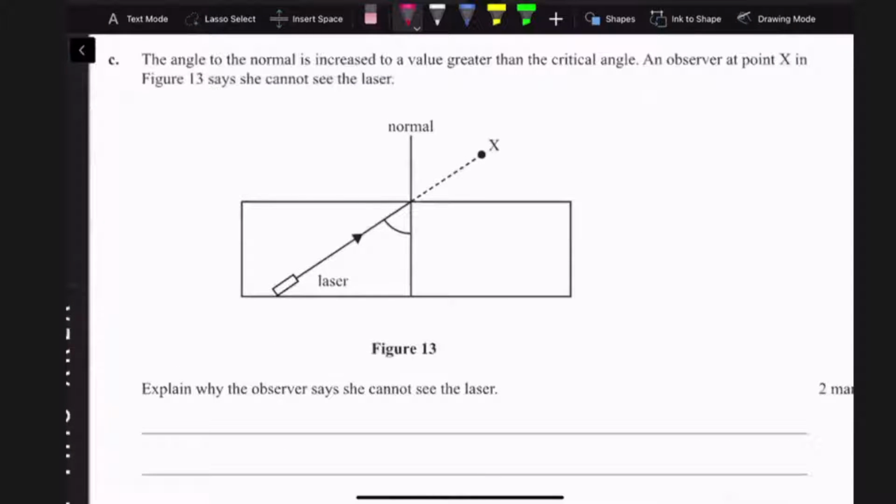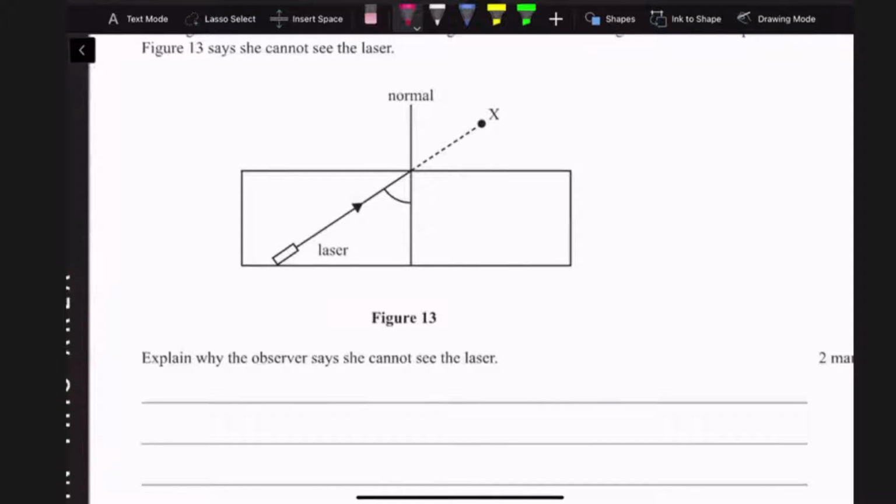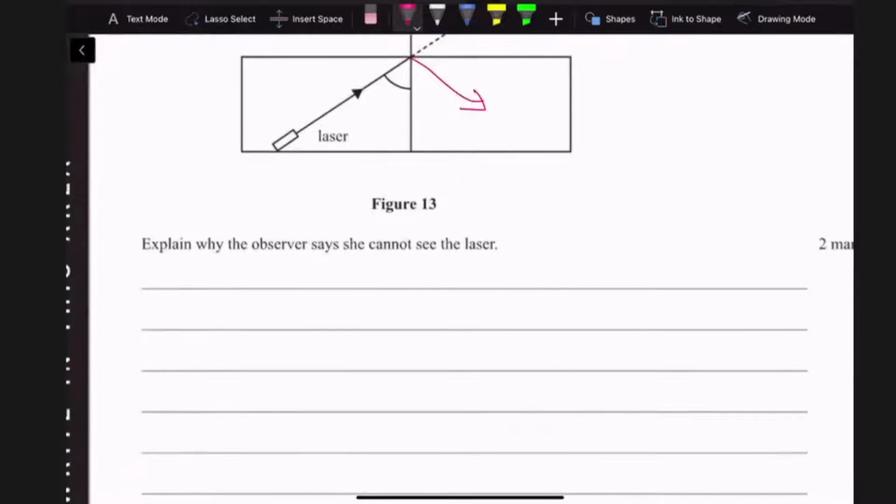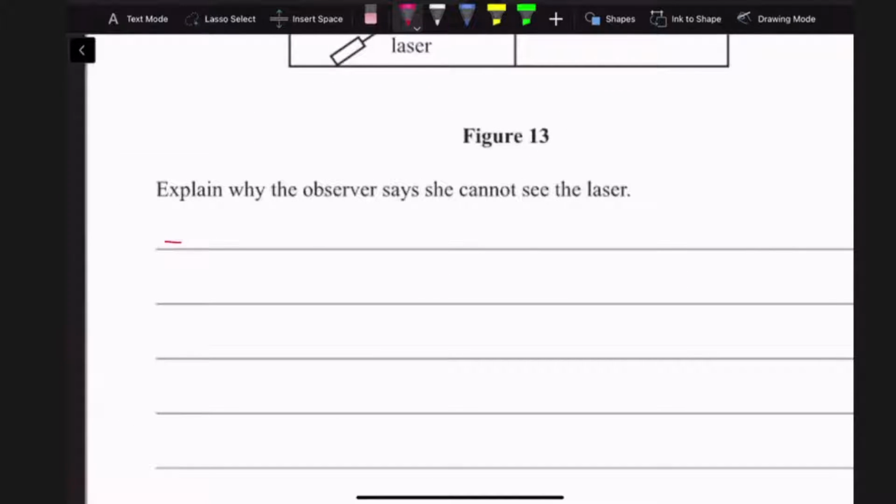Now it's saying that the angle to the normal is a value greater than the critical angle. An observer at point X says that she can't see the laser. Just as with the other question, if she's not seeing it at X, then the only thing that could have happened is that it's gone into the glucose solution. So you would have to explain that total internal reflection has occurred.